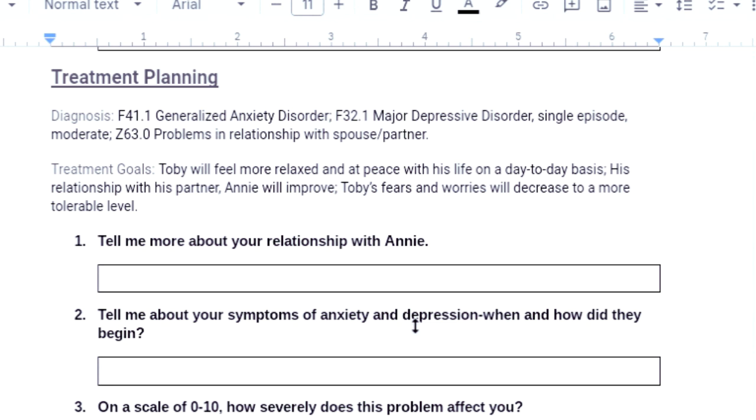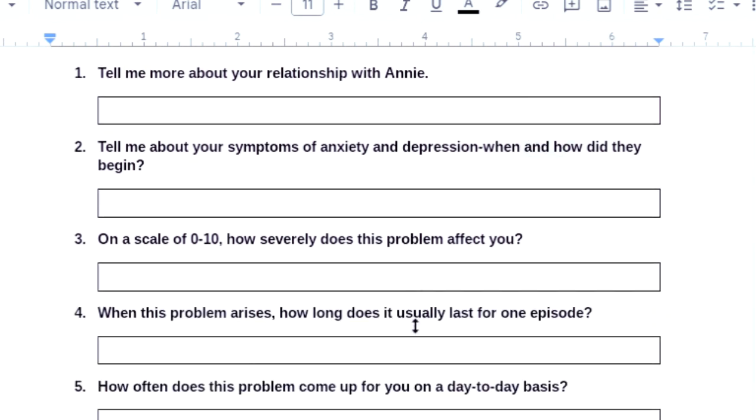The treatment goals that I put here: Toby will feel more relaxed and at peace with his life on a day-to-day basis and have an improved relationship with his partner Annie, and his fears and worries will decrease. In another video we can talk more about treatment planning, how I do that, and what format I use. Of course, there are lots of really great resources for figuring out how to do diagnosing and treatment planning. One place that I would recommend is PESI, P-E-S-I, and they have some good resources and trainings there that you can look at.